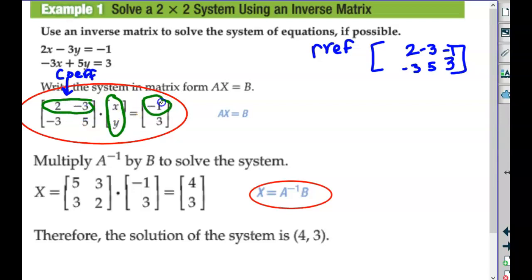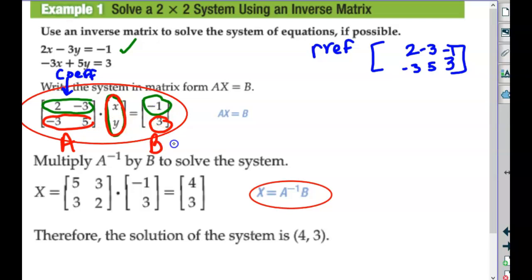2x minus 3y equals -1. Is that what we had up here? Then you would have this row times this column to get this entry. So -3x plus 5y equals 3. So kind of see how it works? All right, then after you have entered this in A, this matrix that's 2 by 2, this in B.